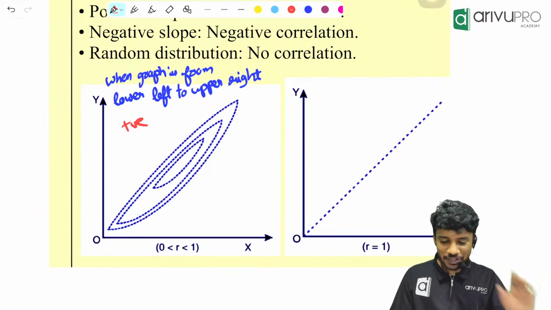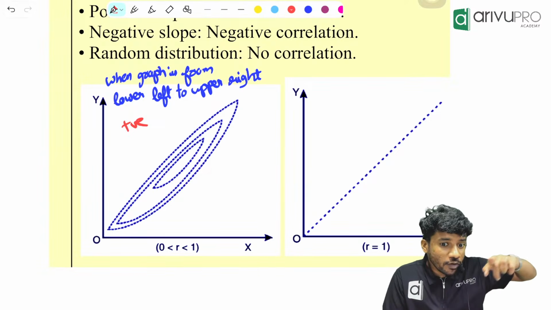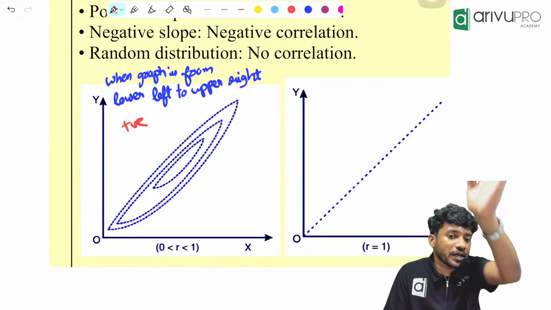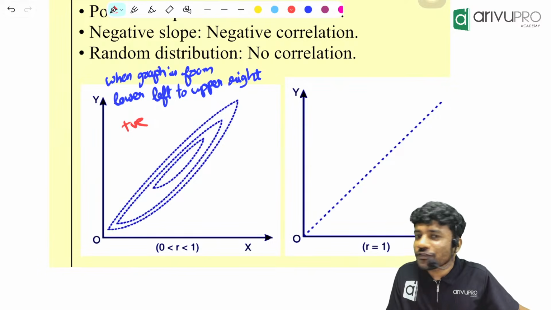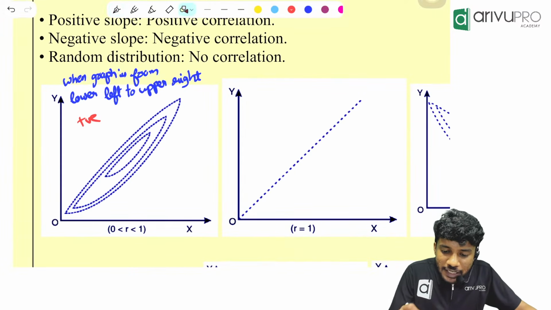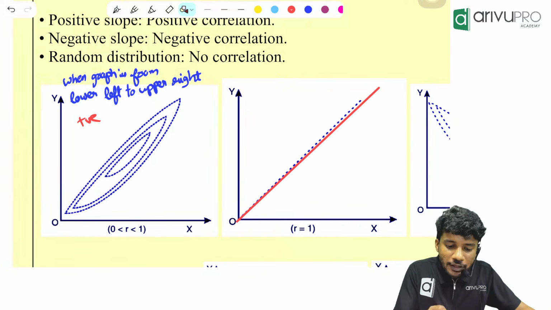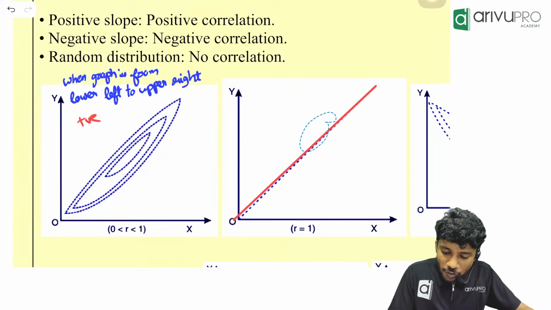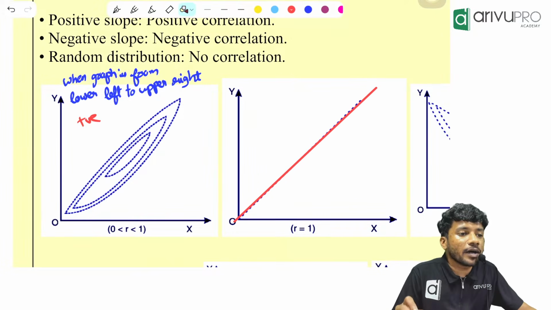How to find? When the graph is from what to what? The lower left to upper right. It is called what type of correlation? Positive correlation. Then I will change it, people. What if it is a straight line from lower left to upper right? If it is a straight line from lower left to upper right, then that graph is called perfect positive.